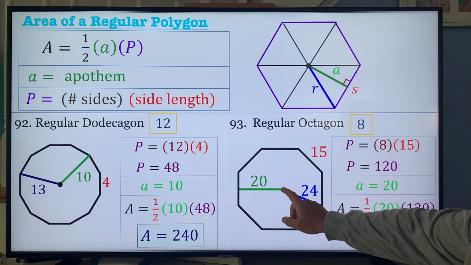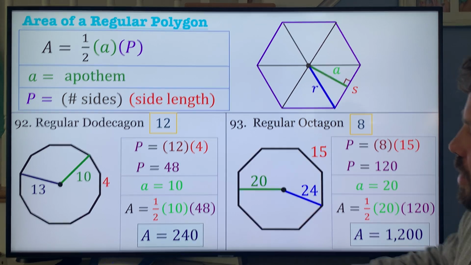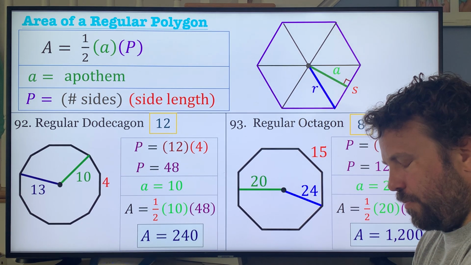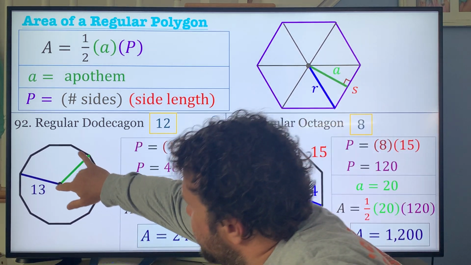All right? The thing that goes from the center to here is your radius, which you don't need unless you're using Pythagorean theorem to solve for your apothem. But you're given your apothem. And once again, this should go here.